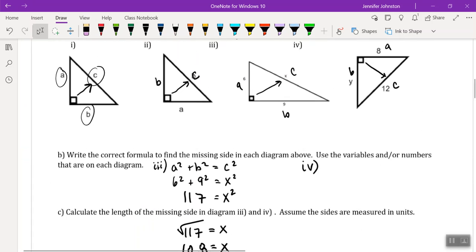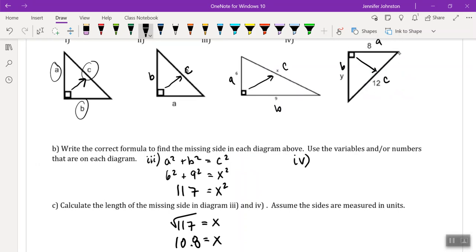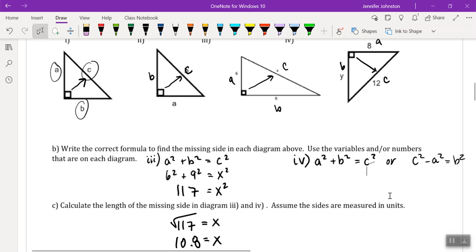For question number 4, we can see that we are not looking for the longest side anymore. And since we're not looking for the longest side, we're going to have to subtract. We're going to subtract the smaller side from the longest side to get the other side. You can also set up the equation as a squared plus b squared is equal to c squared, and then rearrange. Or if you're more familiar with it, you can use c squared minus a squared is equal to b squared and jump right into that equation. But if you're not familiar with this, I highly think you should just remember this equation, and from there you can easily get this one.